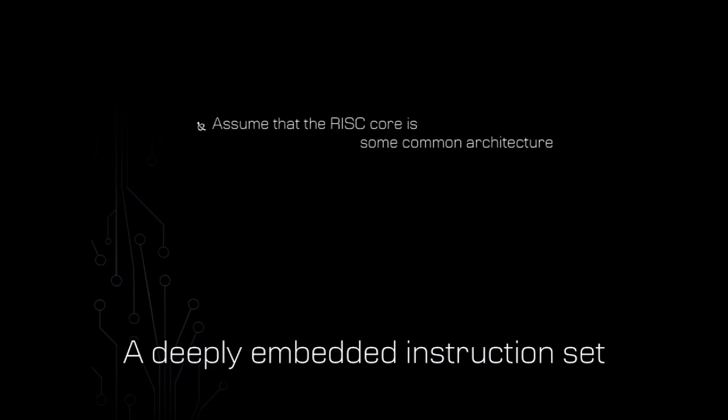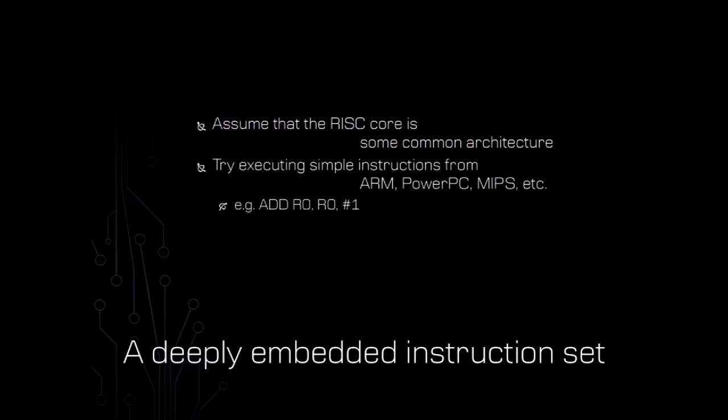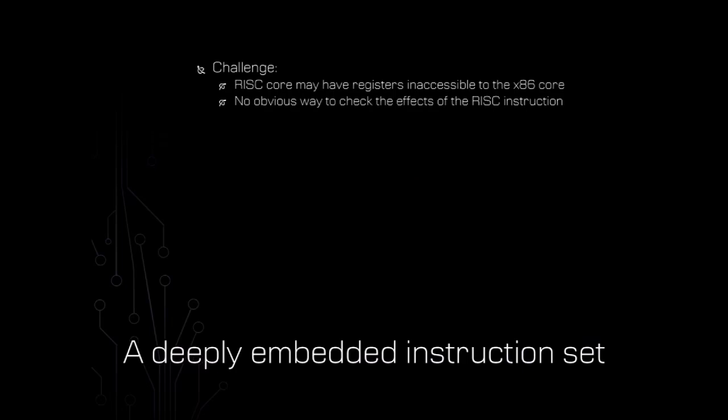So the obvious first approach to dealing with this unknown architecture is just assume that it's some common architecture. There's really no need to reinvent the wheel when adding a new core to your x86 processor. So maybe this thing is some common architecture that we've seen before. So to test that, we could basically try generating simple instructions in some common architecture, like ARM, PowerPC, or MIPS. I might generate an instruction like add 1 to R0 for ARM, and I could try executing that on the deeply embedded core and see what happens.